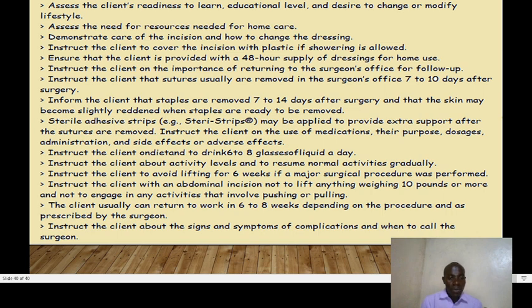You need to instruct the client with an abdominal incision not to lift anything weighing 10 pounds or more, or not to engage in any activities that involve pushing or pulling. Remember to convert pounds into kilograms. You say 2.2 pounds will make 1 kg. Okay? Okay, great, guys. The client usually can return to work in 6 to 8 weeks depending on the procedure as prescribed by the surgeon. But to instruct the client about the signs and symptoms of complication, when to call the surgeons.